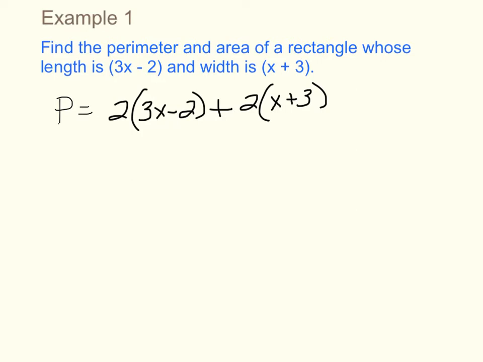So now we combine like terms and distribute. This would give us 6x minus 4 plus 2x plus 6. Our final answer would be 8x plus 2.